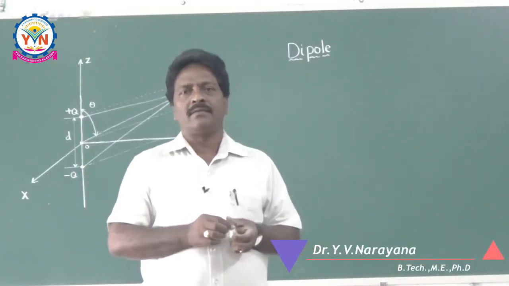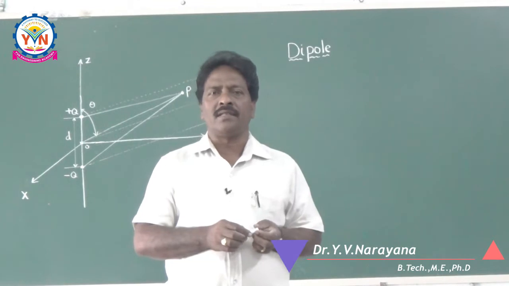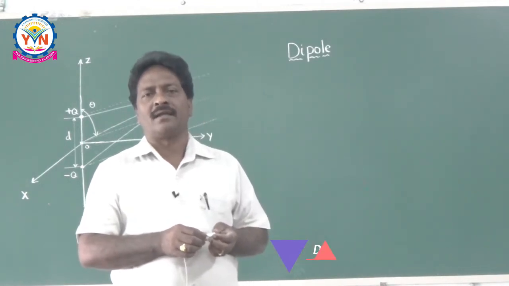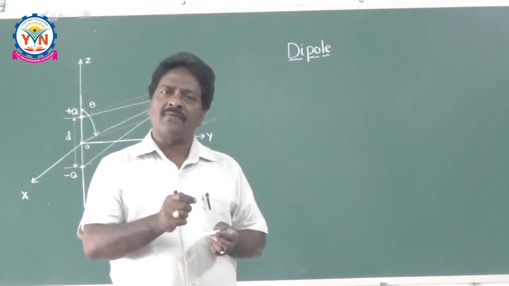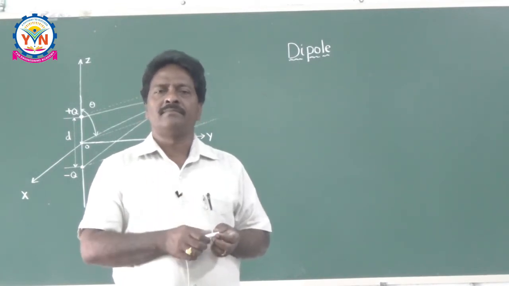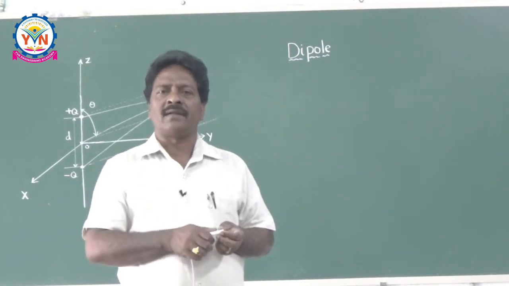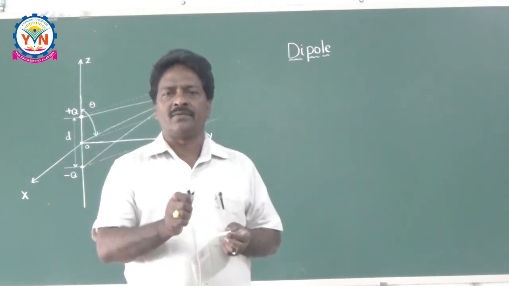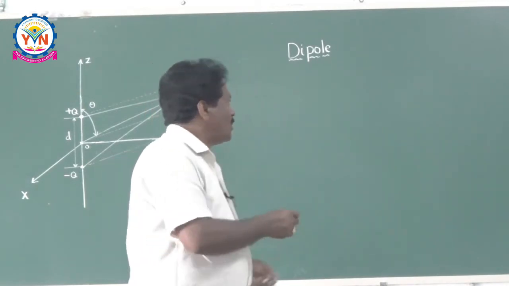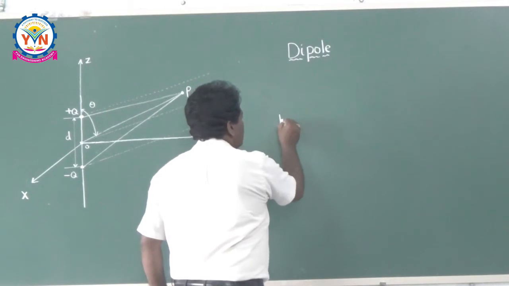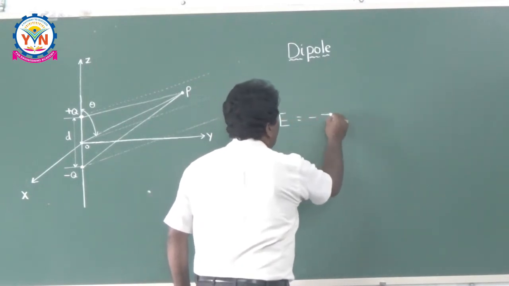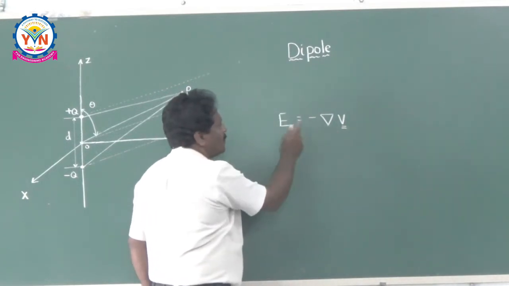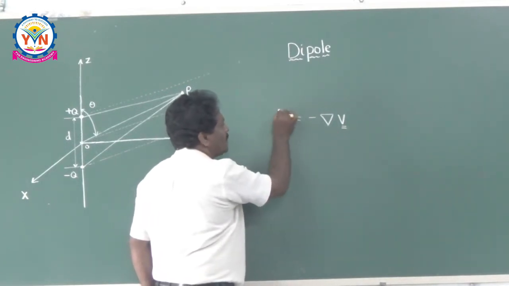So, dear students, in the last class we have seen the concept of the potential. Everybody knows potential is a scalar function. From this scalar function, you can develop the most important vector, the electric field intensity, using the concept of gradient. That is, E is equal to minus del V. So if you understand the concept of this potential, you can develop the most important vector, electric field intensity E bar.